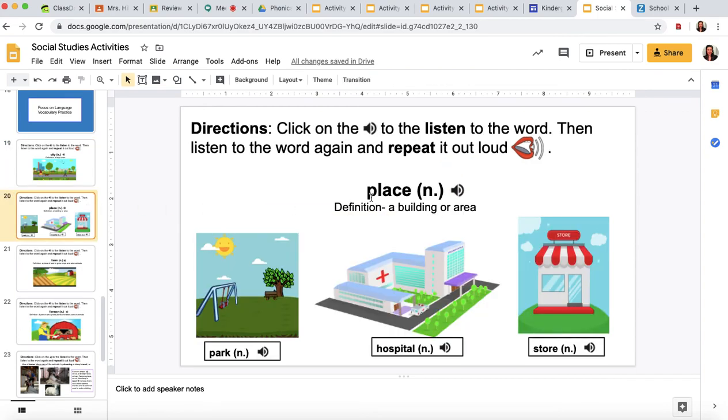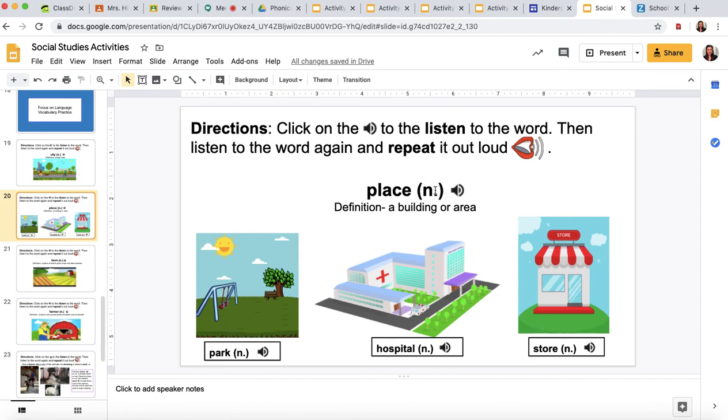We also have the word place. I'm not going to click on the speaker button every time since I'm doing this with you, but if you do these activities on your own, you can click on the speaker button to hear the word. The word is place. Please go ahead and repeat the word place. Sorry about that, my alarm was going off. Place.